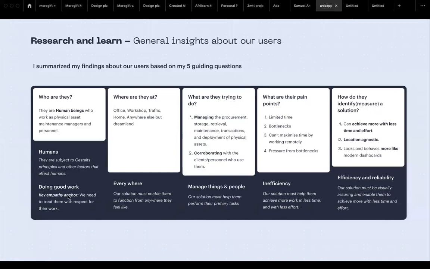The key empathy anchor: we need to treat them with respect for their work. If they are solving a problem for people, you have to treat those people with respect. Connect to them emotionally to know what their job is. It will help you feel what they feel while you're solving their problems.